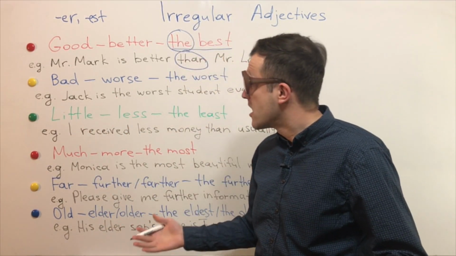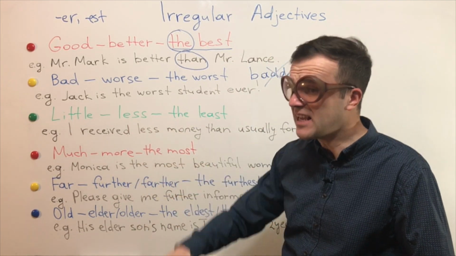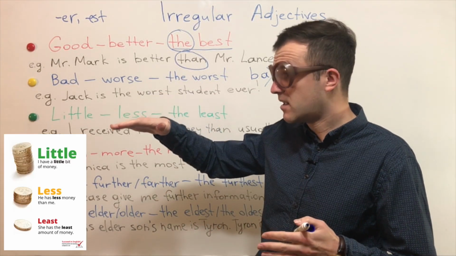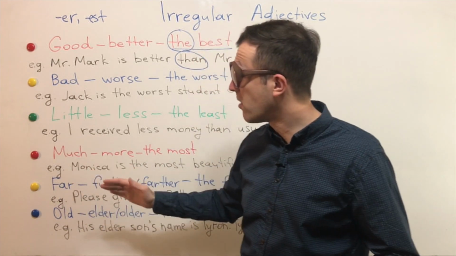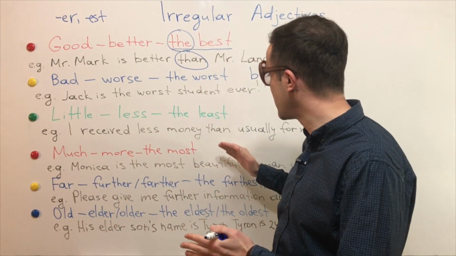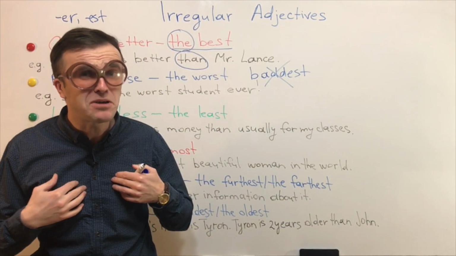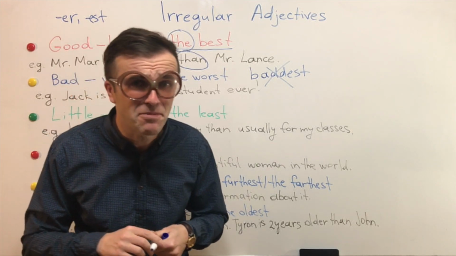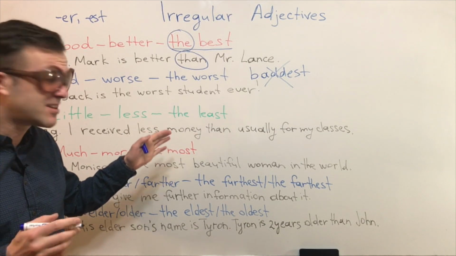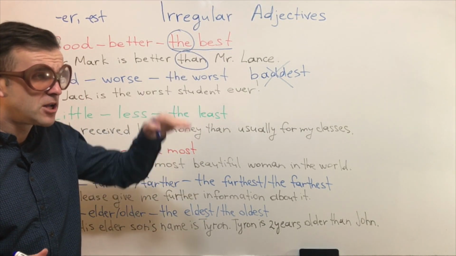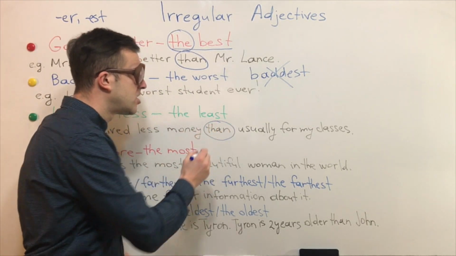Okay? The next irregular adjective is little. How to say little, but if it's less and the least. Little, less, and the least. Okay, for example, I received less money than usual for my classes. So I am not happy. Mr. Mark is not happy. So you can see that less money, I received less, like lower income, less than usual.